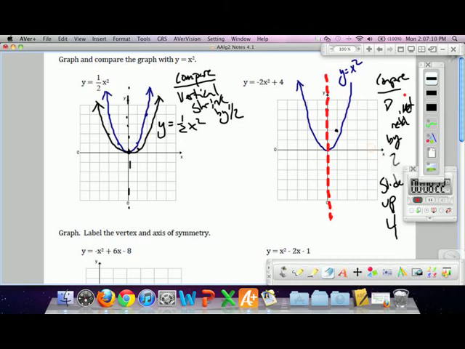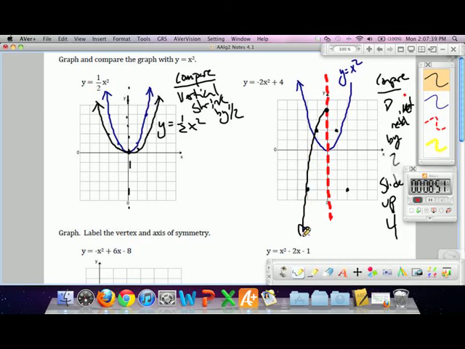Anything I do to one side of this line, I can do to the other. So I can mirror this point. I'm 2 over, I go 2 over, 1 over, 1 over, my original. And now I can get my parabola, which is upside down.